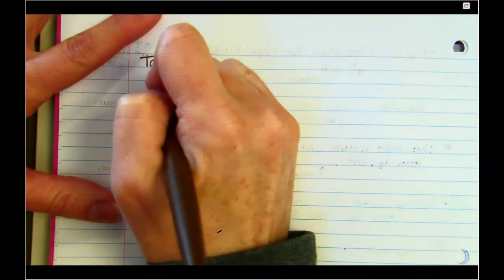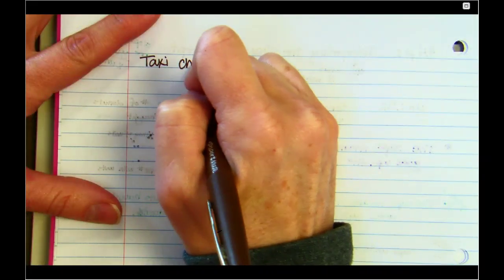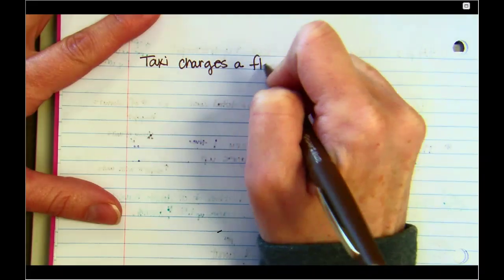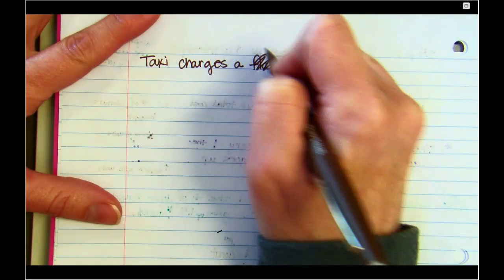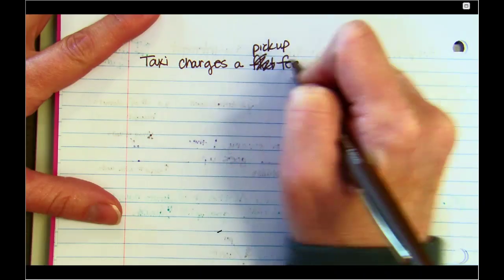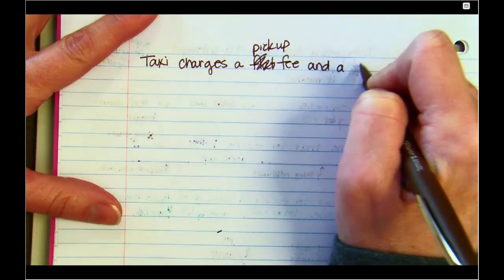Okay, so we've got a taxi. This is the first one on your paper. So the taxi company charges a flat fee. We'll say it charges a pickup fee, and then a cost per mile.